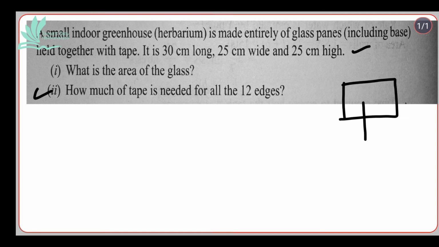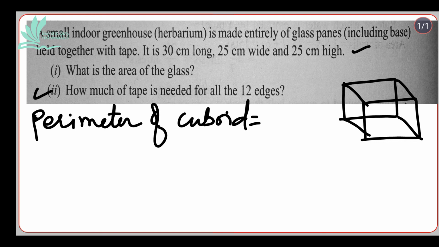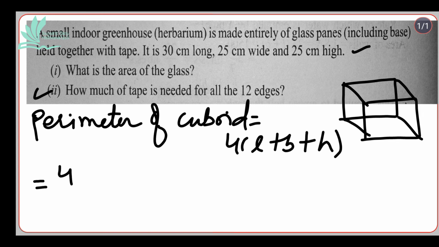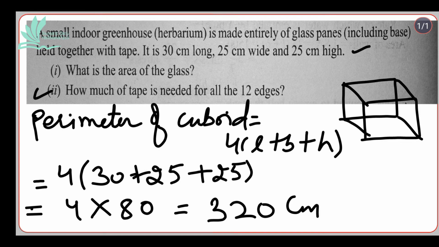We know that the length of the tape required in the question is definitely equal to the sum of all the edges of a cuboid. So clearly here I have to use the formula of perimeter of cuboid, which is 4 times (length plus breadth plus height). So we have to put the values of length, breadth as well as height in the bracket, and by using BODMAS we can calculate it: 80. Now 4 into 80 is 320 centimeter.